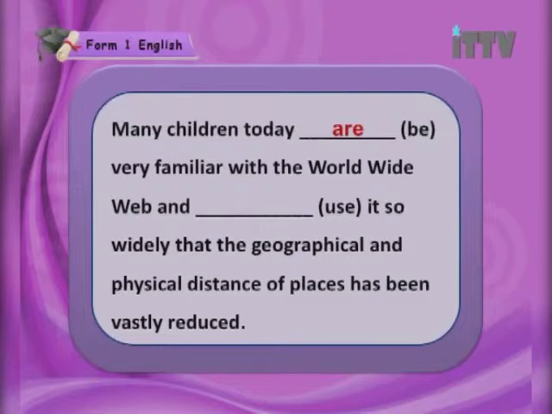Many children today are very familiar with the World Wide Web and use it so widely that the geographical and physical distance of places has been vastly reduced. So, the first bracket B is replaced with are. So, many children today are very familiar with the World Wide Web. Now, the World Wide Web is simply the internet. And use, you see, no changes, it's still correct, and use it so widely that the geographical and physical distance of places has been vastly reduced. Let's move on.